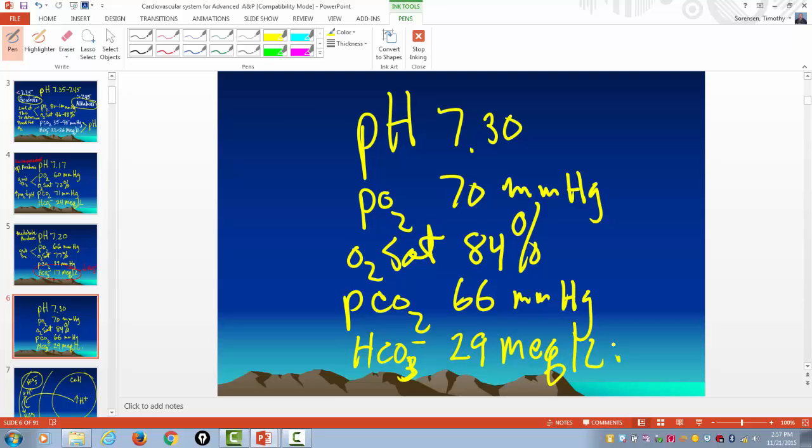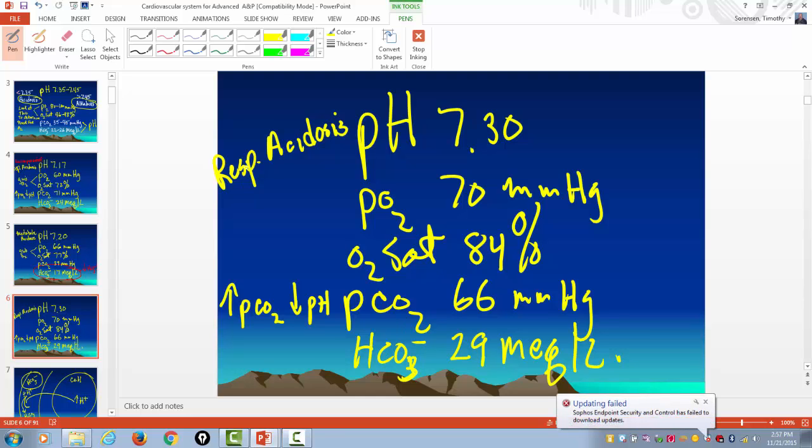Okay, so let's go through our steps. Look at the pH. What's the pH? It's acidic. So this is an acidosis. Look at the PO2 and the O2 sat. Yep, give them some oxygen. PCO2 is high. So elevated PCO2, right? And CO2 is an acid, so if you have more acid, that's going to drop the pH. So we know that this is a respiratory acidosis.